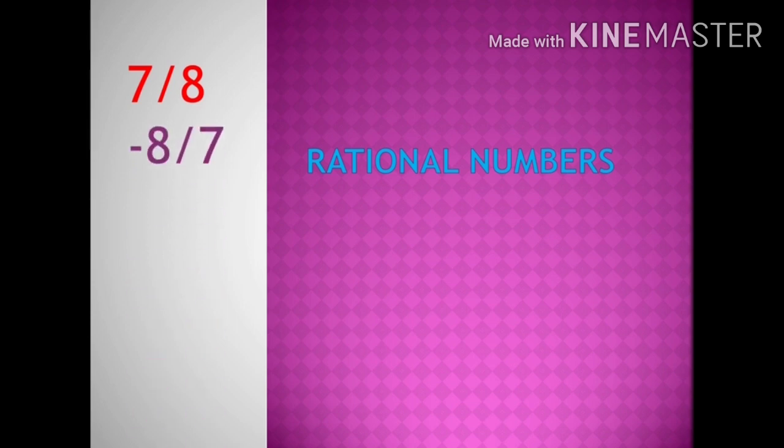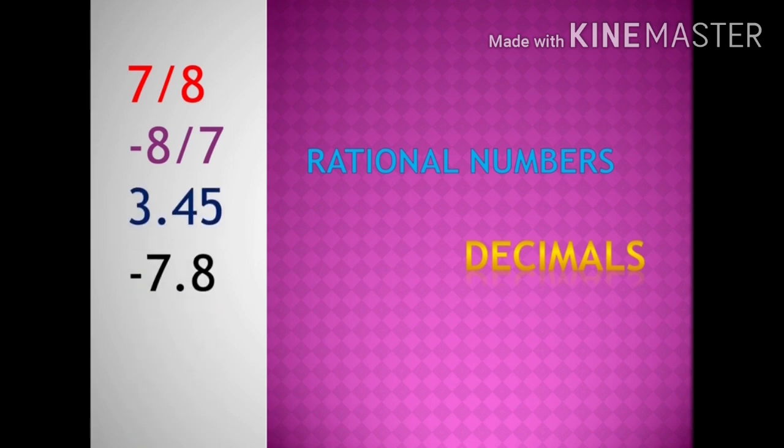Good morning. Today we are going to see rational numbers. For example, 7 upon 8 minus 8 upon 7. In rational numbers, we are going to discuss decimals. For example, 3.45 and minus 7.8 are decimals.